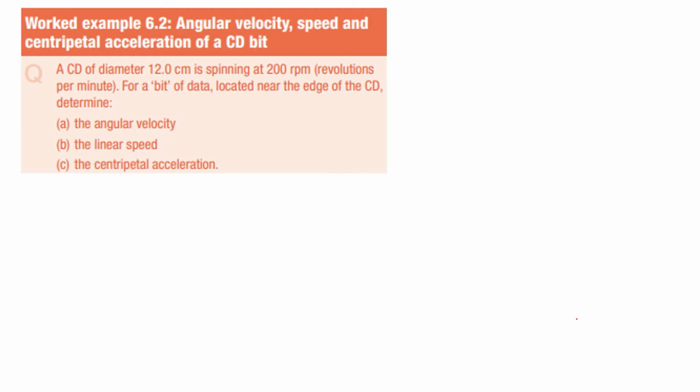So here we have a CD of diameter 12 centimeters, and that is spinning at 200 RPM, which refers to revolutions per minute. It says for a bit of data located near the edge of the CD, determine the angular velocity. Also, determine the linear speed, and we need to determine the centripetal acceleration. Now, for part C, we won't be able to do that now, because we haven't talked about centripetal acceleration as yet. But for the others, we can pretty much calculate them.